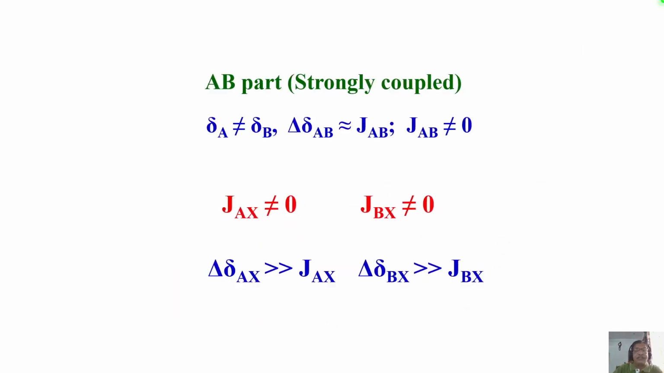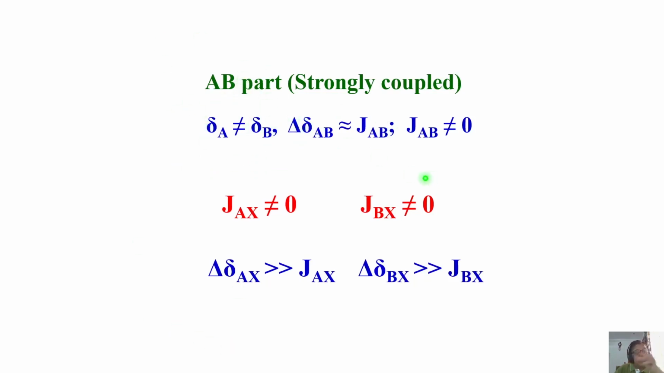There's a JAB coupling here, JAX coupling and JBX coupling, all are present. Now this is a situation where the AB part is strongly coupled, where chemical shifts A and B are not equal, but delta AB is almost close to JAB. Of course, this is the condition for AB, I told you. And JAB is non-zero; it is visible in the spectrum. It has some value, but the chemical shift separation is comparable to JAB, and chemical shifts A and B are not identical. They are non-equivalent spins.